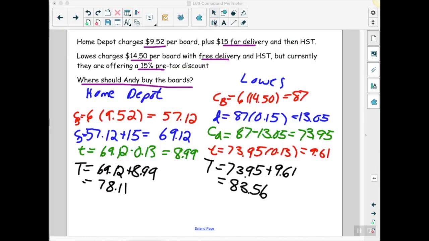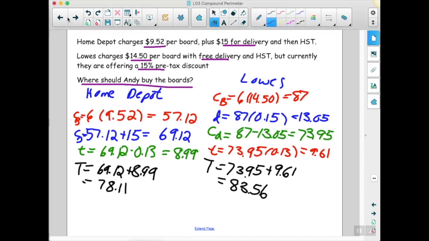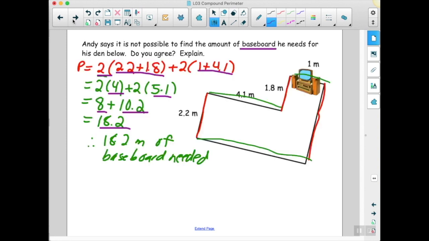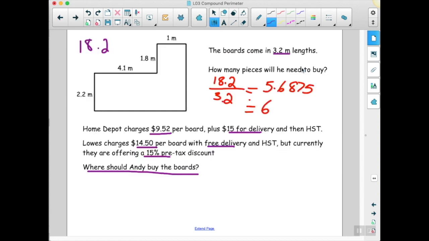Okay, so let's take this one up. So we had calculated up here, actually I jumped forward a bit too far. We had calculated that we need 18.2 meters of baseboard. And over here, if the boards come in 3.2 meter lengths, then I need to know how many times 3.2 goes into 18.2. So I did that division, and that was 5.6875. But you're not going to be able to buy part of the piece. So let's presume you have to buy the whole piece. So I'm going to need 6 pieces. So 6 lengths of baseboard.